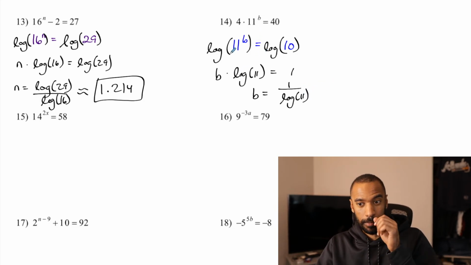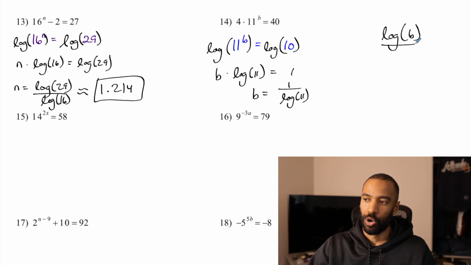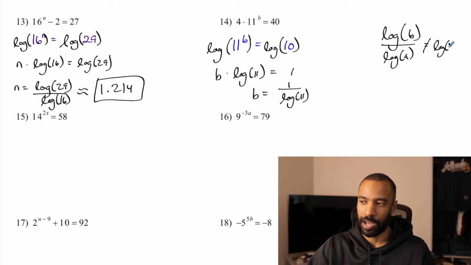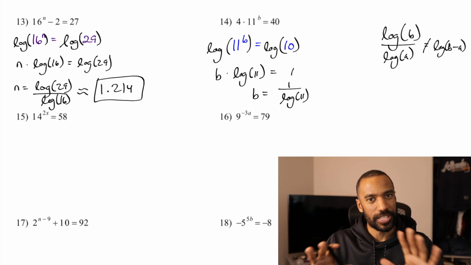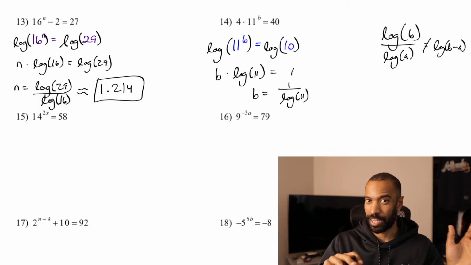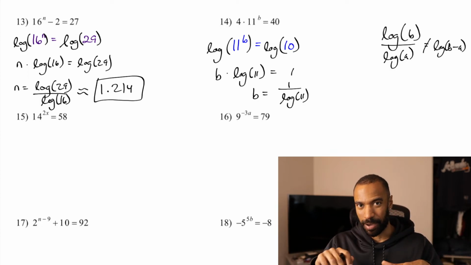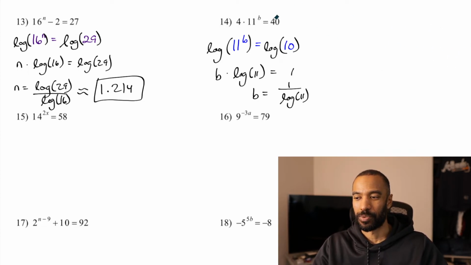By the way, let me just mention this because we're seeing this each time. Log of b over log of a is the change of basis thing, but it's not log of b minus a. There's only one direction that log thing works. You can do log of b over a to be log of b minus log of a. But log of b over log of a isn't log of b minus a. It doesn't work that way. So I was going to say, don't turn this into log of 10 minus 11. Anyway, I just wanted to say that.